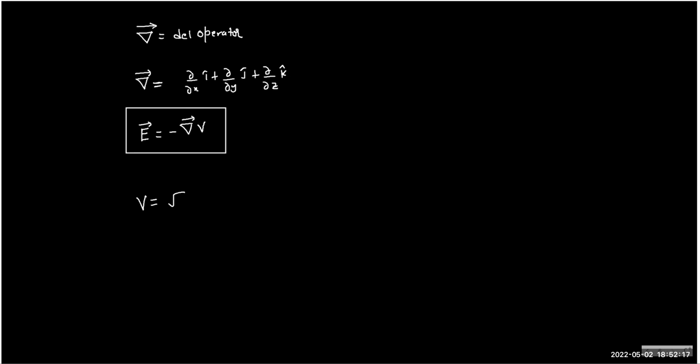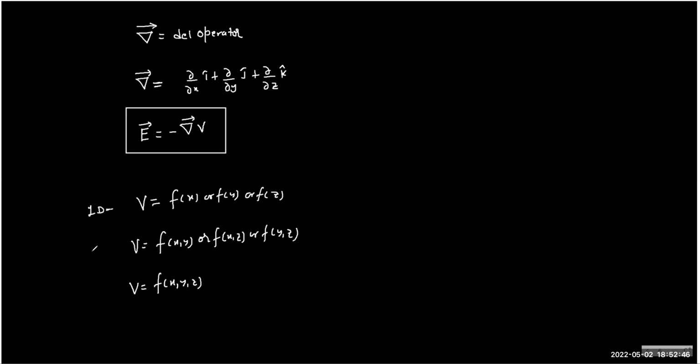So what we can say is that if V is a function of only x or only y or only z, it's a one dimension field. But if V is a function of either x, y or x, z or y, z, it's two dimension. And if V is a function of all three variables, it's three dimensions. This is the 1D field, this is 2D field. Is it clear?